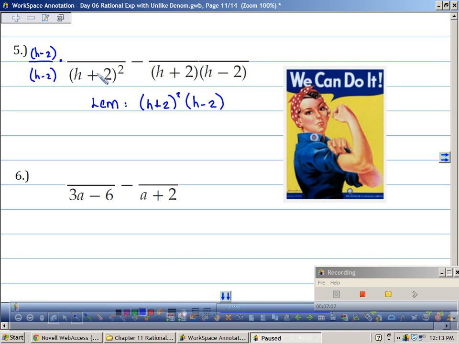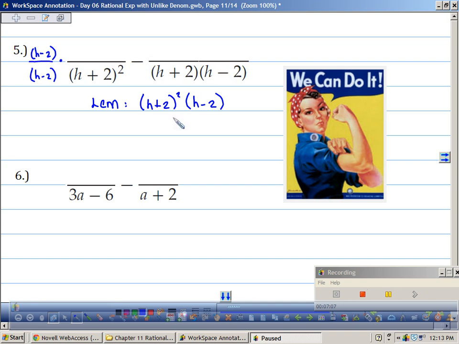Okay, you see how there's... Why is it just, what about the other H plus 2 over here? Yeah, we've got that represented. We've got 2 of these and 1 of these, and we have to make sure that our LCM has all 3 of these things in it.